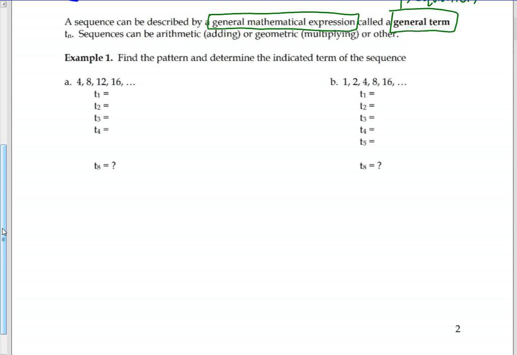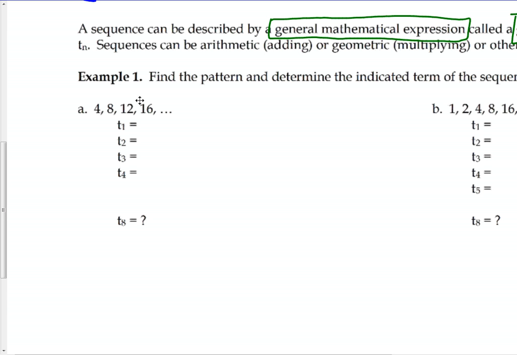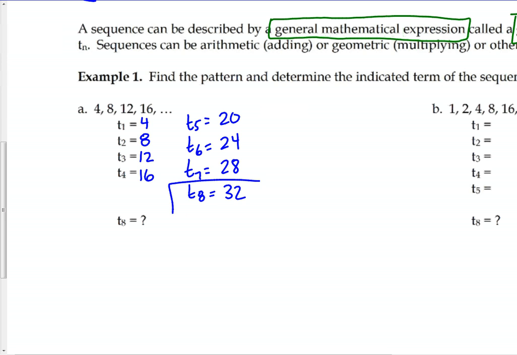Okay, so we're going to talk about how do we make the general term, or the equation, the formula. So first thing, T1, we talked about this, stands for which term? The first. So T1 is 4, T2 is 8, T3 is 12, T4 is 16. I want you to figure out the 8th term. Okay, so what you could do is keep writing them out. What are we doing each time? Adding 4. So then 20, 24, 28, and 32. There's our answer.